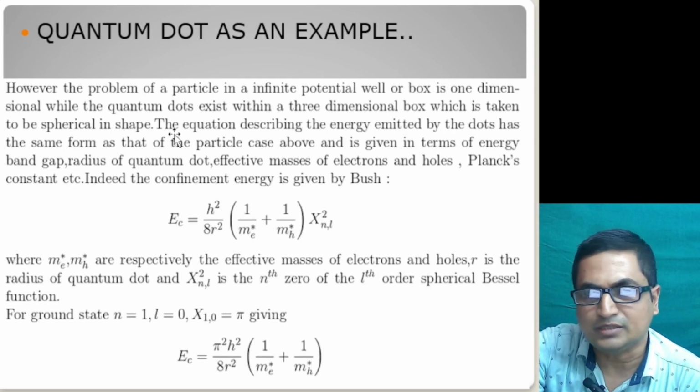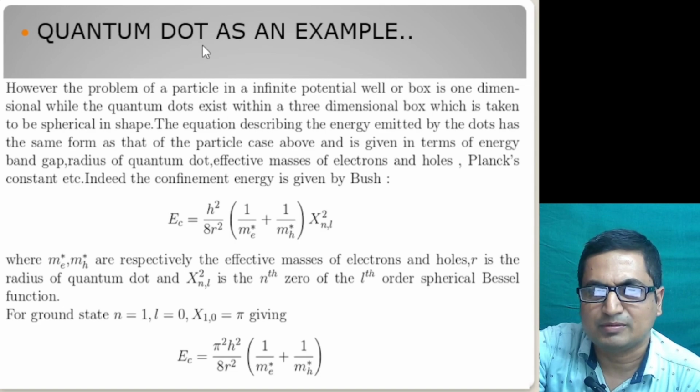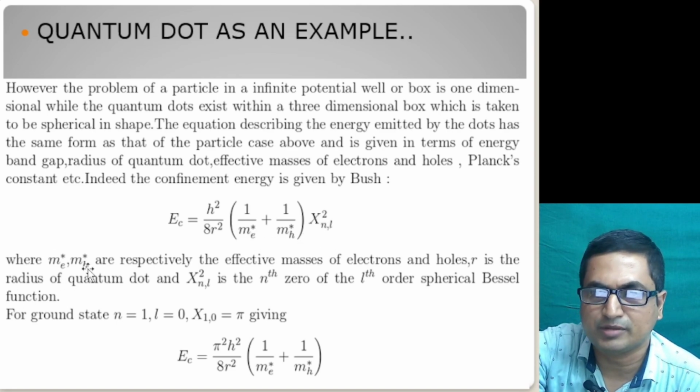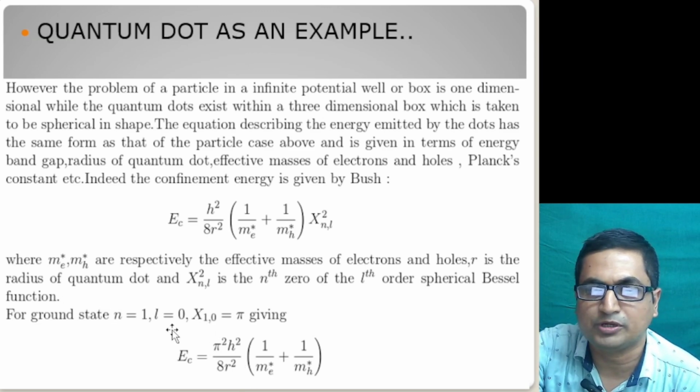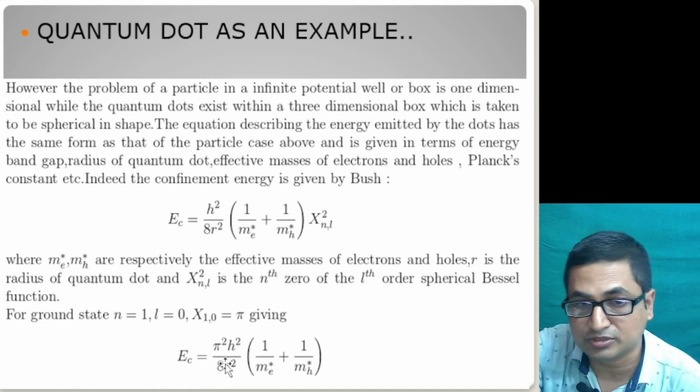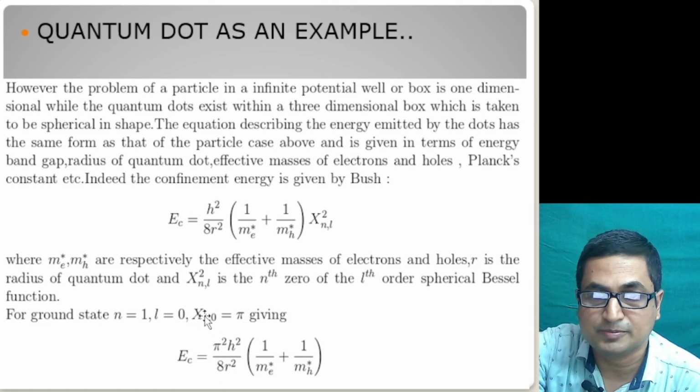Now the energy of this quantum dot can be calculated with this expression: ħ² x_nl² over 8R²m*, where m* is the effective mass, a concept in solid state physics, R is the radius of the quantum dot, and x_nl is the spherical Bessel function zero, having a value of pi for n equal to 1, l equal to 0. So for this state, n equal to 1 and l equal to 0, that is the ground state, the energy of the quantum dot is this.